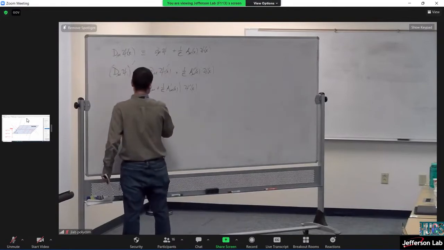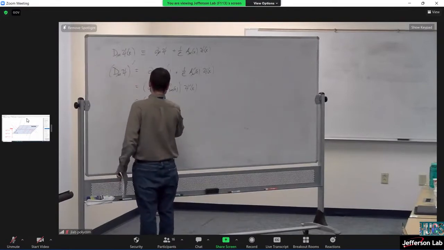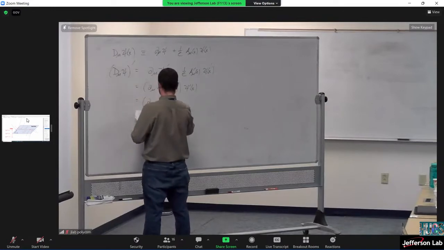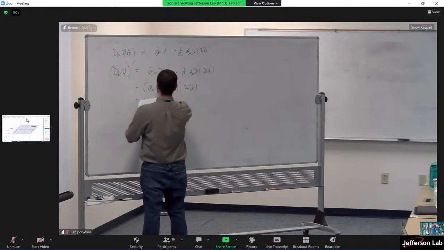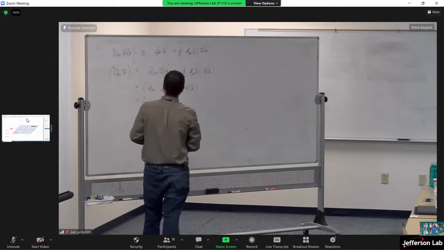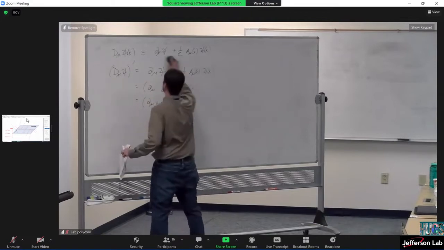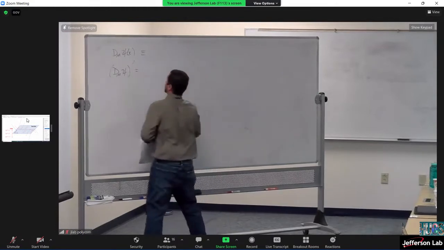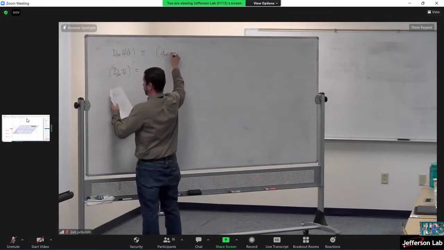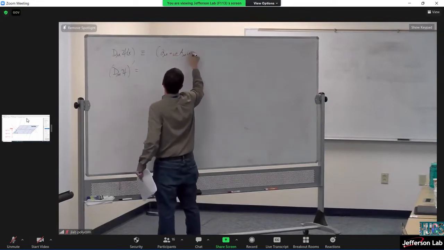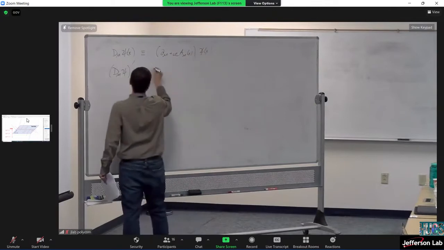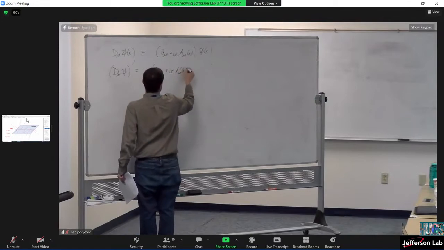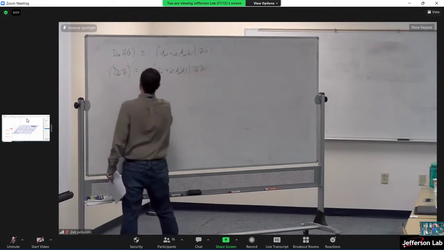And now I plug in what these things are. Sorry, I wrote the wrong expression here. I'm looking at the wrong line. Let me fix this. So the covariant derivative was d mu plus i e a mu. So this is now d mu plus i e a mu prime of x psi prime of x. Now it should work out.